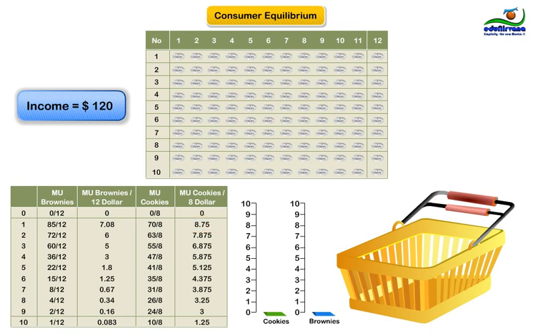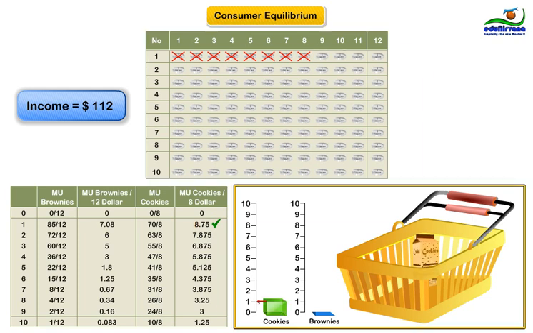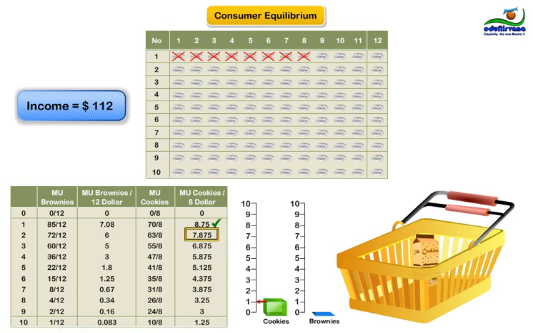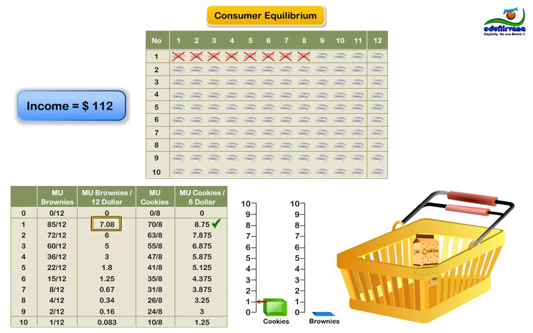So instead of choosing brownie, the consumer will choose a packet of cookie because its marginal utility per dollar is higher. So now he has $112 left, 120 minus 8, and has also eaten 1 packet of cookie. Which of cookie and brownie should he consume now? For cookie, the marginal utility per dollar spent is now 7.875. Since he has already eaten 1 packet of cookie, his marginal utility for cookie has to decrease now, right? And for brownie, it is still the same at 7.08.